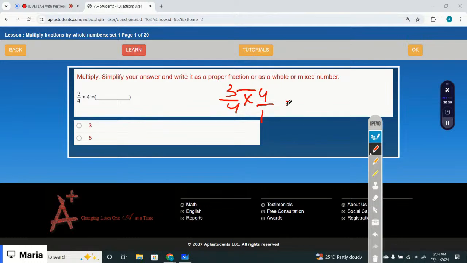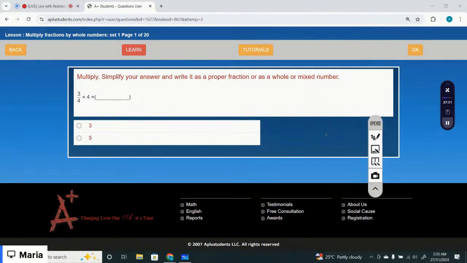You have to do 4 times 3. 4 times 3 is 12 and 12 divided by 4. So 4 times what number is 12? 4 times 3 is 12. So the correct option is option number 1.